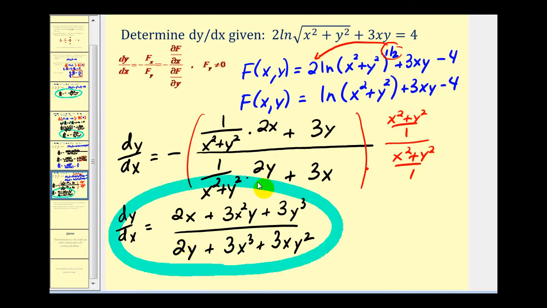In the next video, we'll take a look at expanding this formula here to help us determine partial derivatives, where instead of f(x,y), we have f(x,y,z).